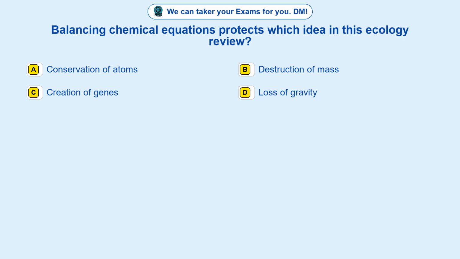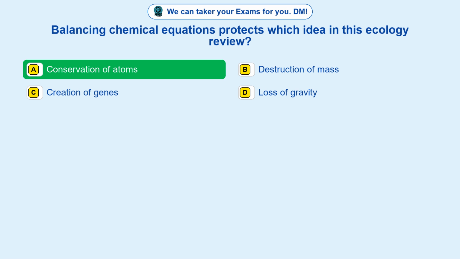Question 39. Balancing chemical equations protects which idea in this ecology review? Option A, conservation of atoms. Option B, destruction of mass. Option C, creation of genes. Option D, loss of gravity. The correct answer is option A, conservation of atoms.